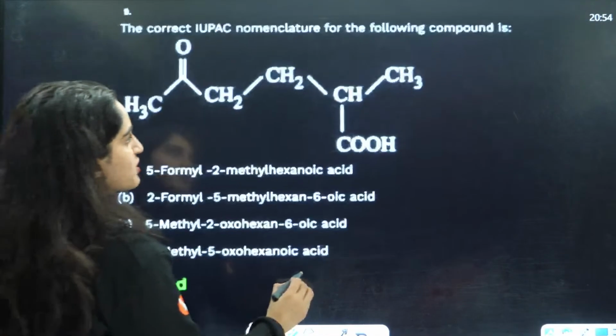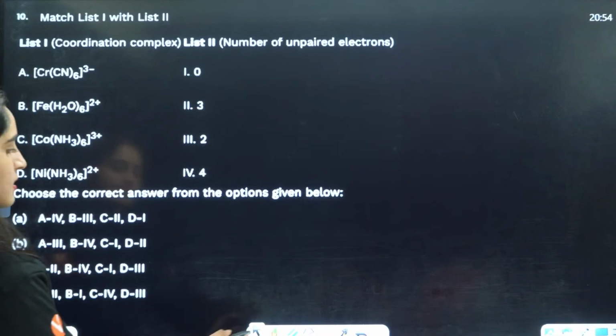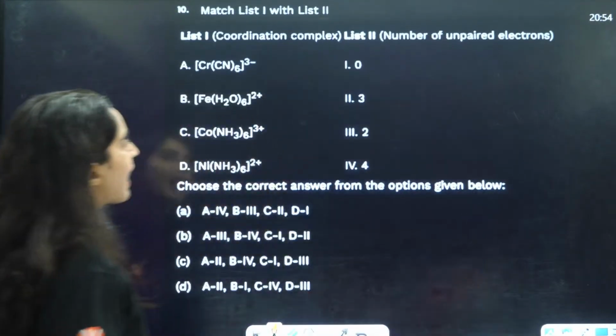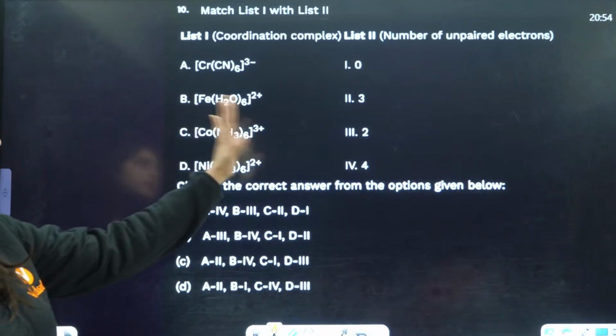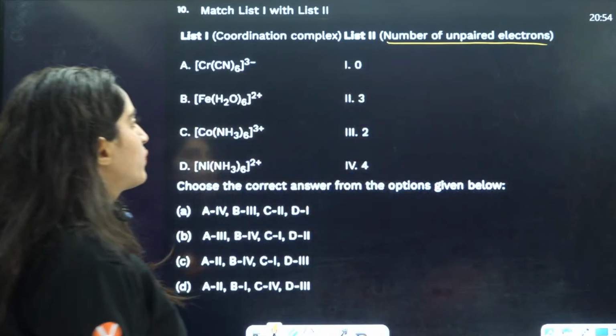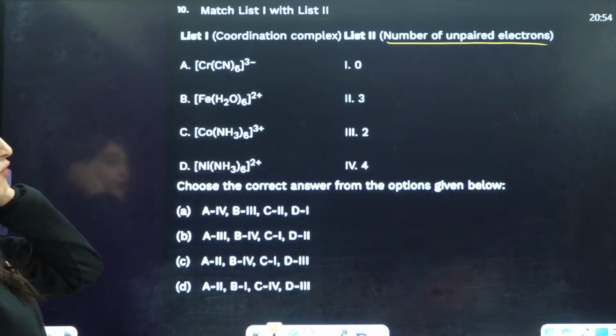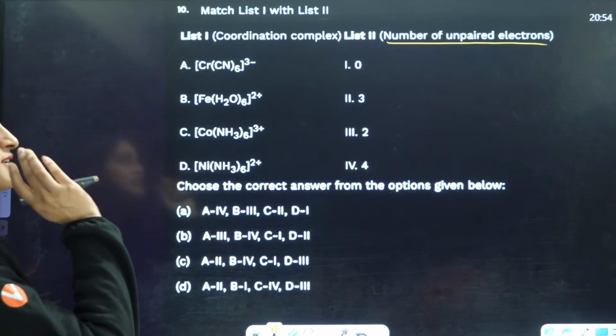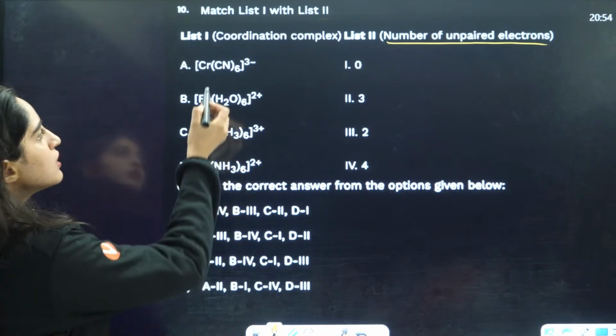Okay, next question, guys. The next question is match the list. They are saying match this with this one according to the number of unpaired electrons that it will have. Yes, everybody. Let me first solve for the first question here.